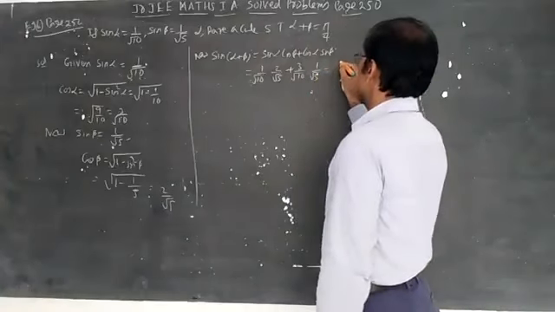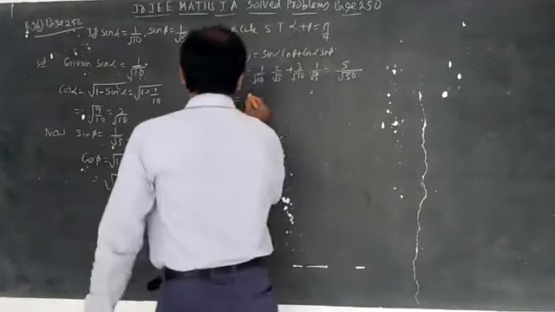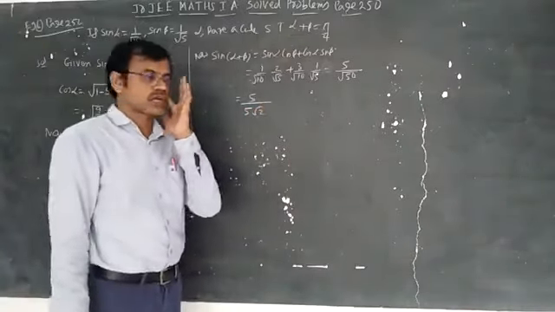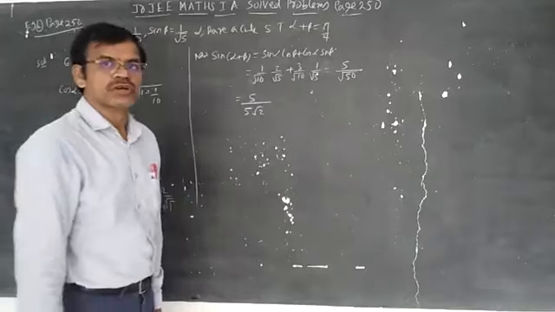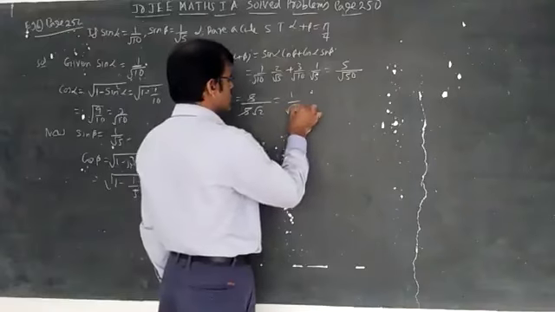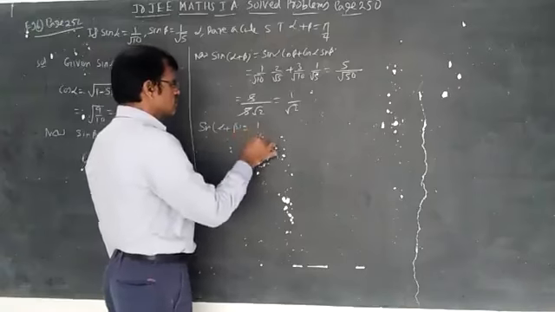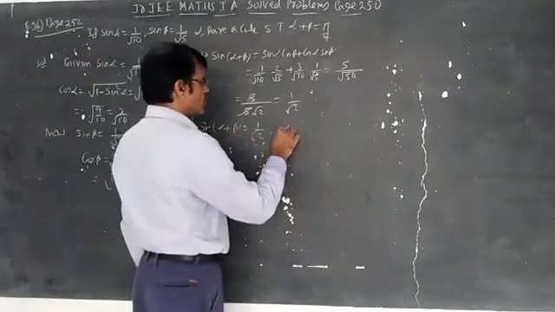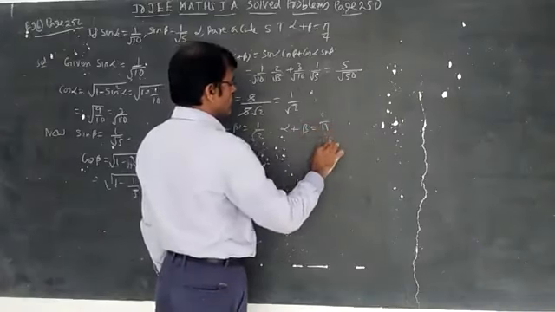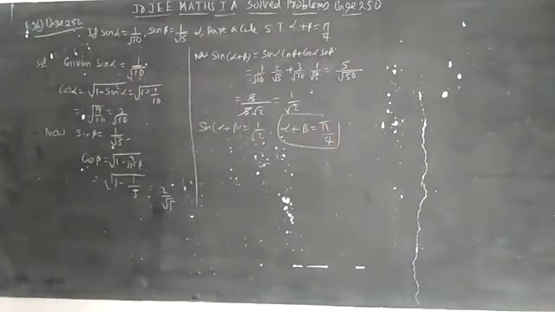Here you can understand 2 plus 3, 5 by root 50. That 5 by root 50 can be understood as 5 by root of 25 into 2, and the square root of 25 is 5, so 5 root 2 you can write here, and it is becoming 1 by root 2 we got. Whenever sin of alpha plus beta is equal to 1 by root 2, for what value of sin does it become 1 by root 2? It is 45 degrees, pi by 4. Sin 45 is equal to 1 by root 2, that is why alpha plus beta you can write as pi by 4.